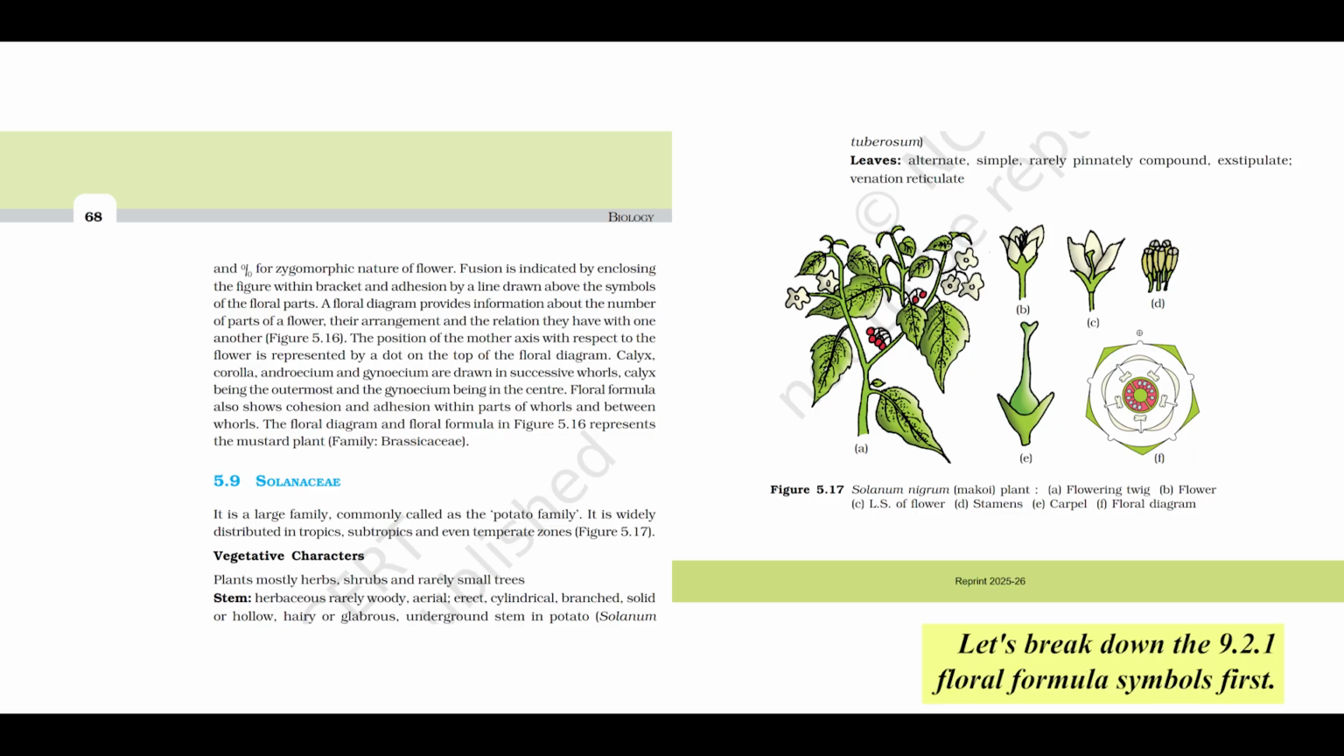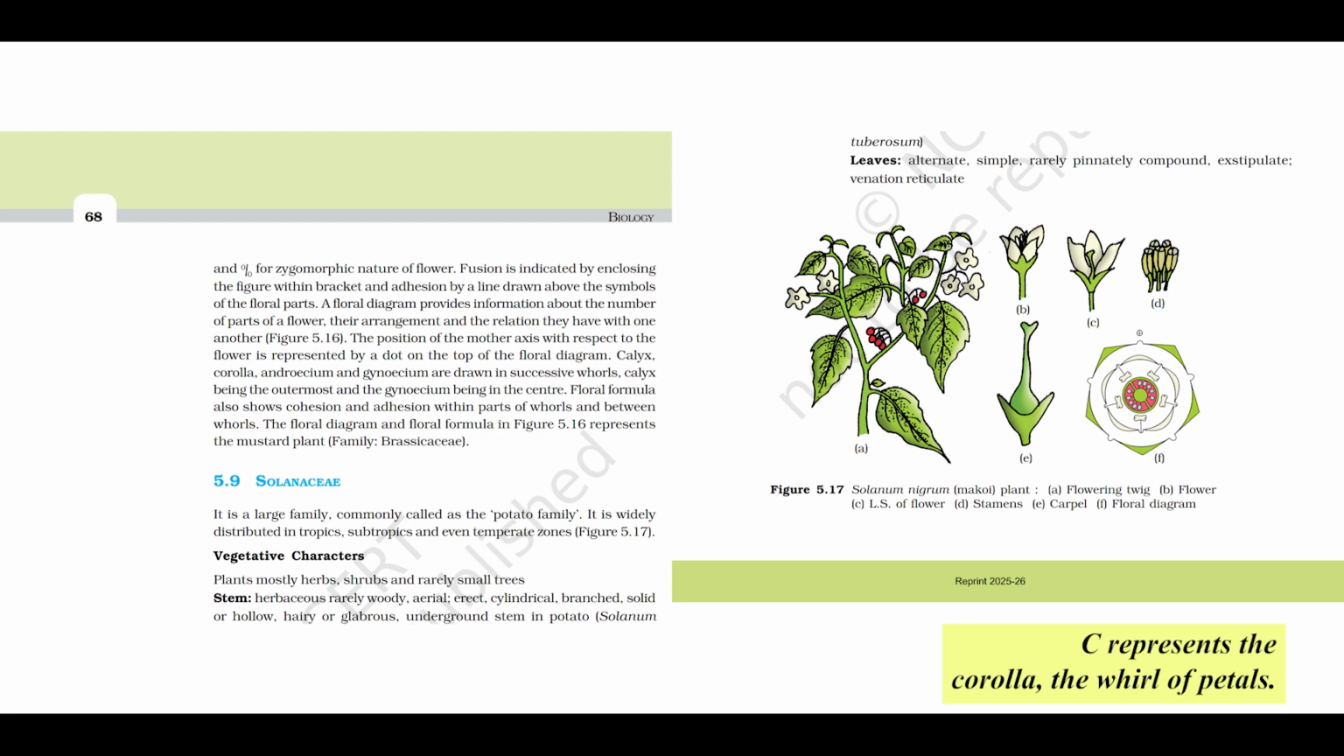Let's break down the 9.2.1 floral formula symbols first. These symbols are universally recognized in botany and are absolutely critical for you to memorize for your exams. Br stands for bracteate, indicating the presence of bracts. If absent, sometimes Ebr is used for ebracteate. K represents the calyx, the whorl of sepals. The number following K indicates the number of sepals.